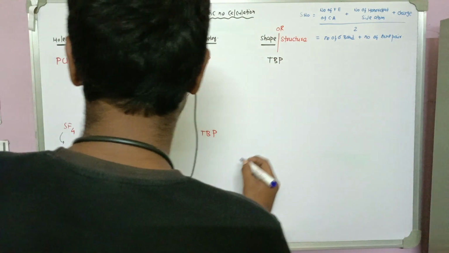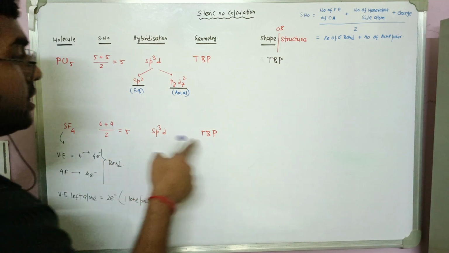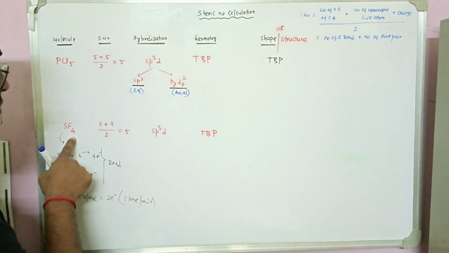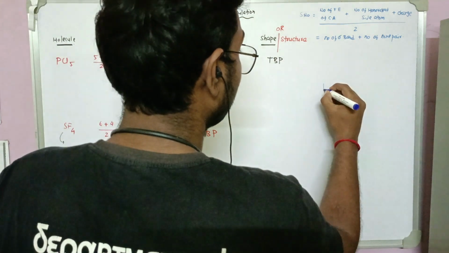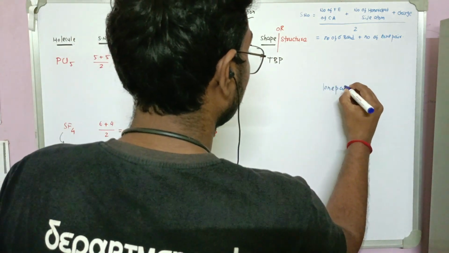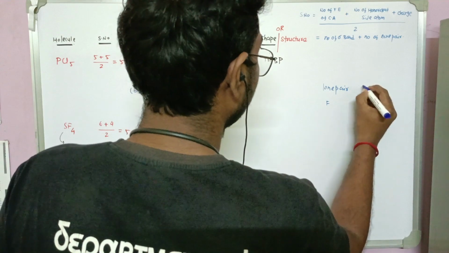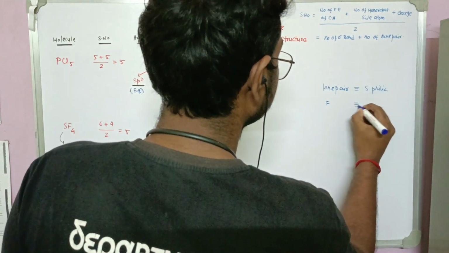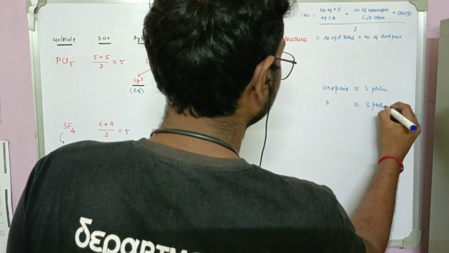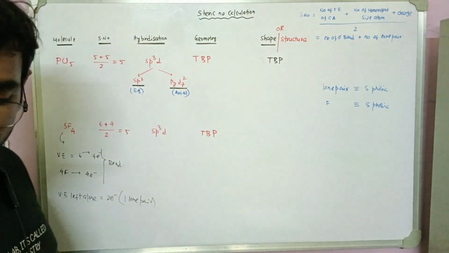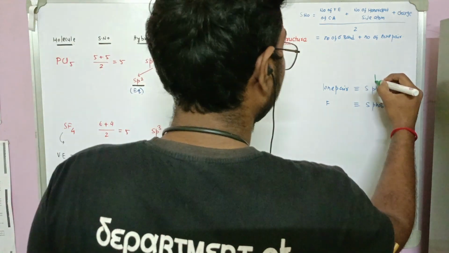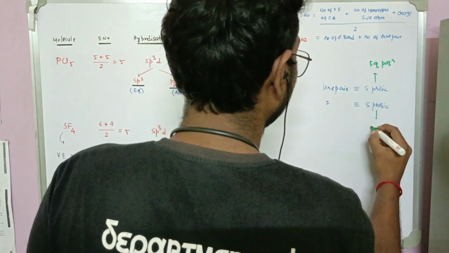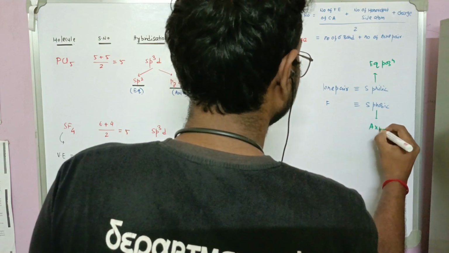In the case of SF4, the geometry is TBP, but where to keep the lone pair and where to keep the fluorine? We know one is a lone pair and another is fluorine. The lone pair is s philic, and fluorine, being an electronegative atom, will be s phobic. That means we have to place the lone pair in the equatorial position, and fluorine we have to place in the axial position.